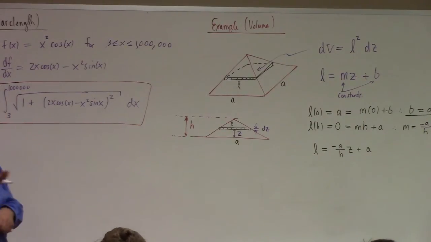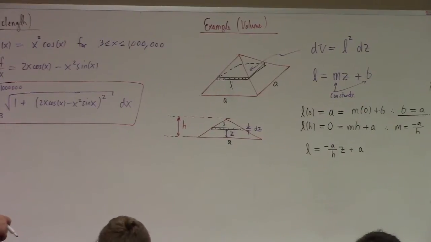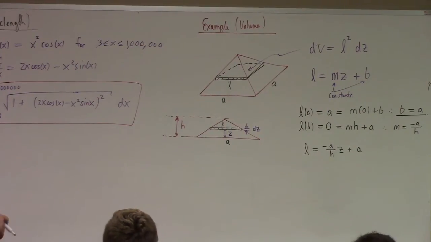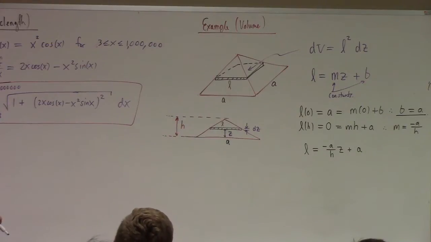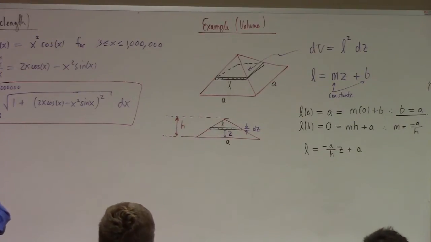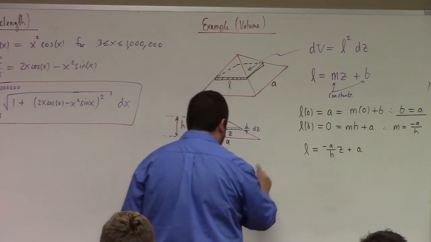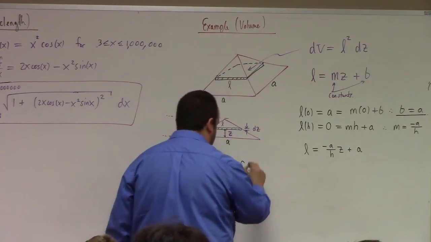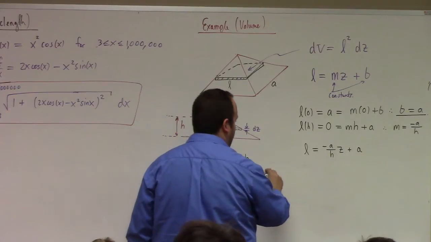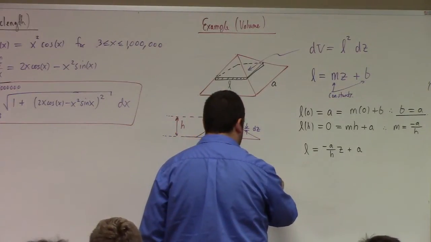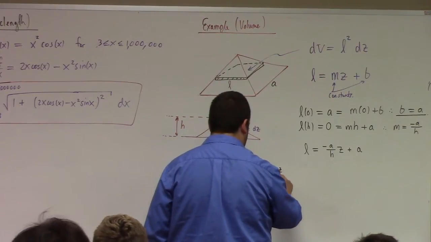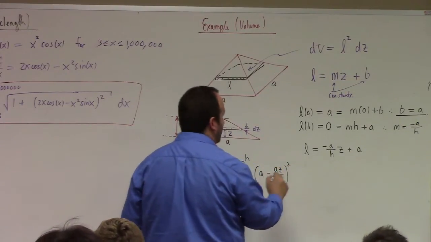All right? And we can double check that. What happens when you put in z equal to 0? We get a. Good. If we put z equal to h, what do we get? L equal to 0, right? So the formula checks. We should always check formulas like this when we make them up. All right, so now we can integrate v, the volume, the integral from z equals 0 to h of a minus az over h quantity squared dz.